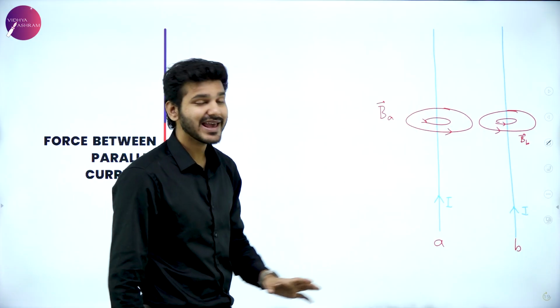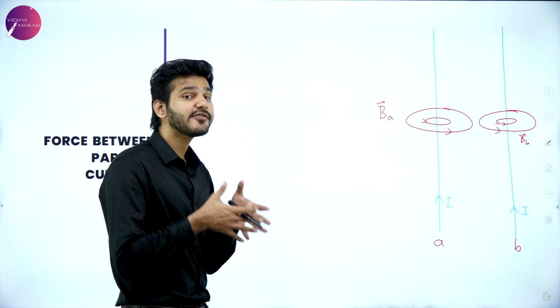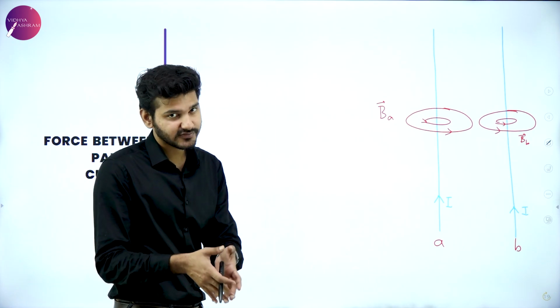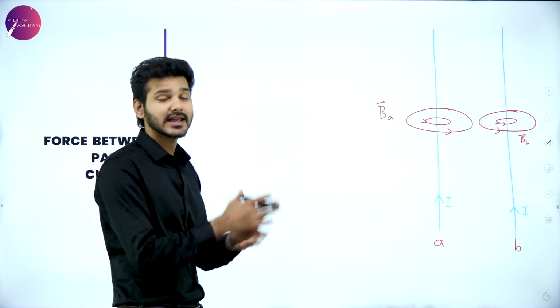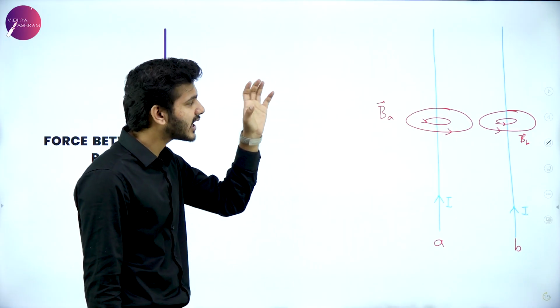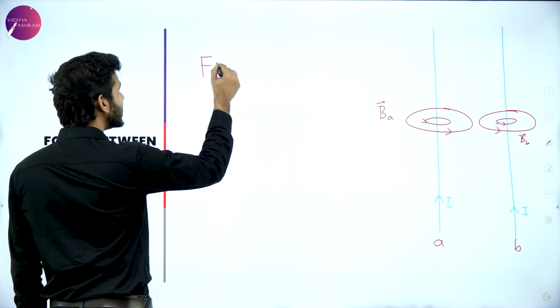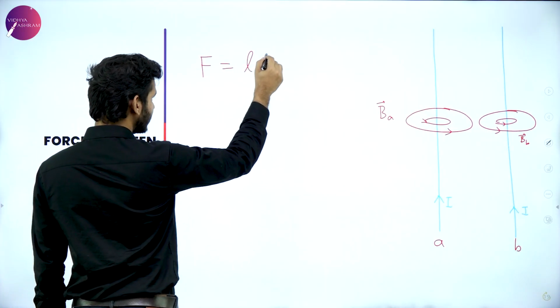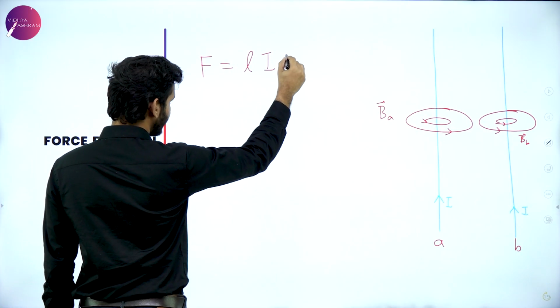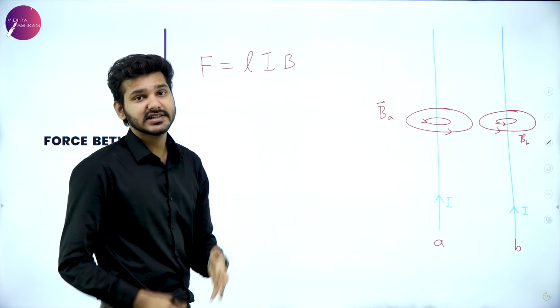So both of them will experience a force, that is clear, and our job is to find out the nature of this particular force and what that force is. We already know that the equation to find the force on a current carrying conductor is F = L I B, given that the angle between L and B is 90 degrees.